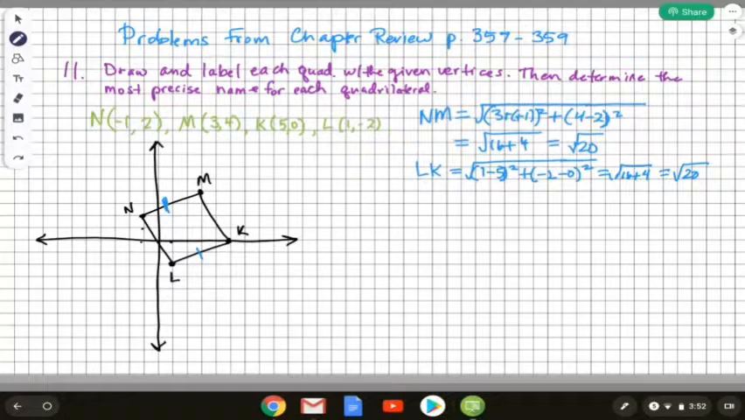I'm going to go ahead and check the other two sides. KM is going to be 5 minus 3 squared plus 0 minus 4 squared. That's going to give me 2 squared, which is 4, plus negative 4 squared, which is 16. So again, I get square root of 20.